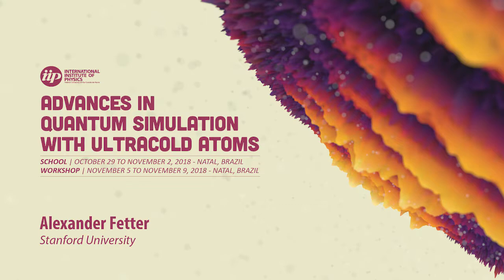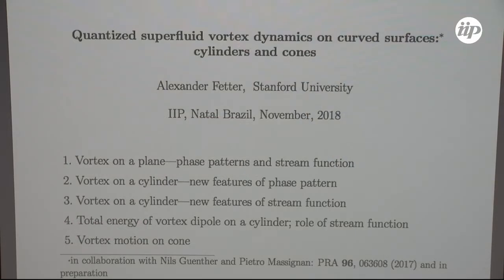Context of complex variables. Then I want to talk about the phase pattern on a cylinder, and that's the thing that's most interesting initially. But then I also want to talk about the stream function, which is less familiar, but it's actually very important and very useful, because if you can calculate the stream function, you immediately know the interaction energy between two vortices, and it actually also determines the flow.